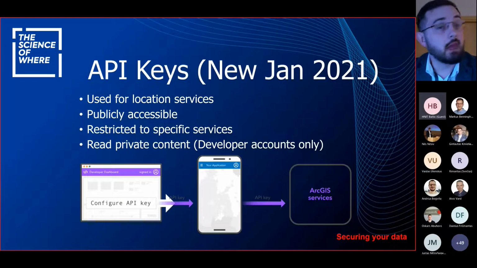Let's talk about API keys. It's a new feature that is available since January 2021. The API key is a permanent access token that grants you public-facing application access to specific ready-to-use services. And with an ArcGIS developer account, you can access private content, items, and limited client features.